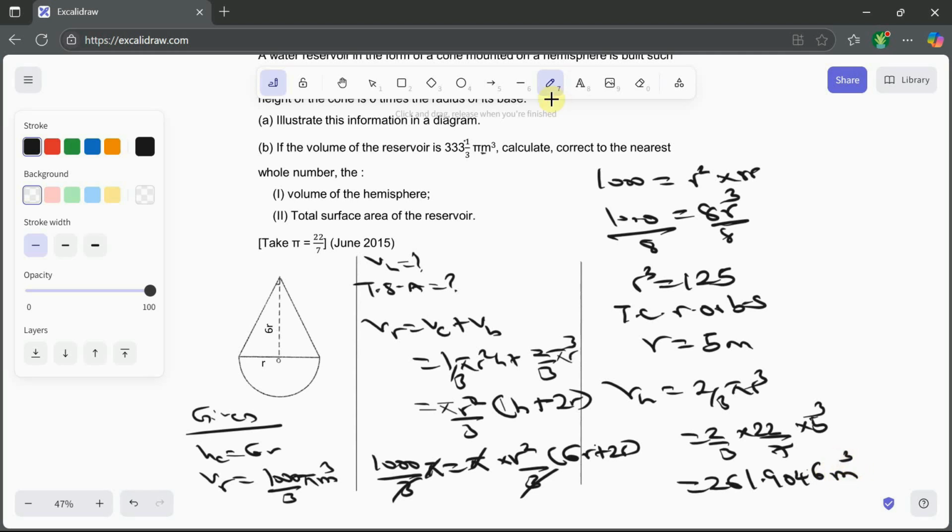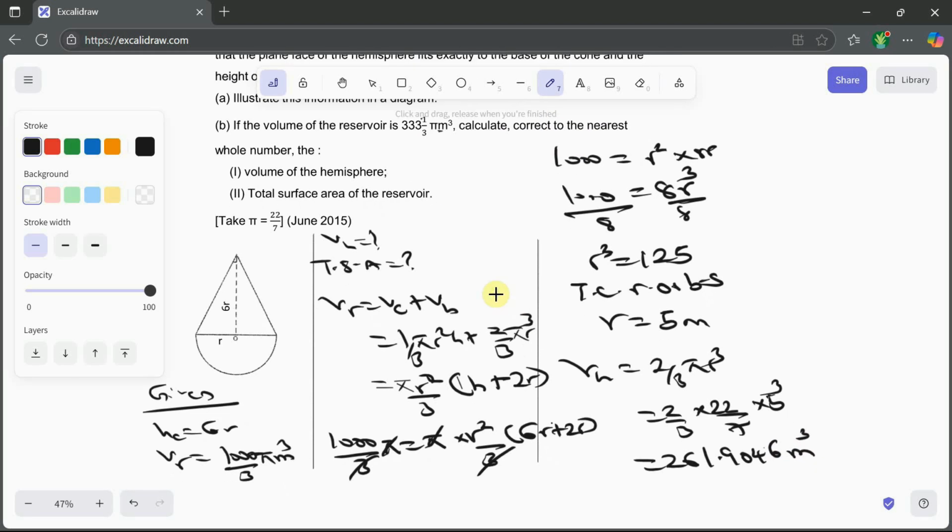But they said that we should correct to the nearest whole number. So this is approximately, the next value after the whole number is greater than 5, which is 9. So it's carry over 1. So that will be 262 meter cube to the nearest whole number.